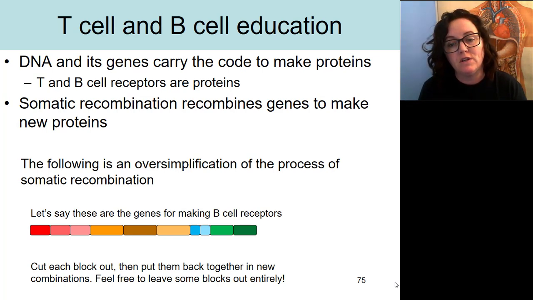At the bottom of the screen, we can see a long string of colored blocks. And let's say this represents the genes in a B cell that can be used to make the unique receptor. We're going to chop these up and recombine them. Let's take a look at what that looks like.